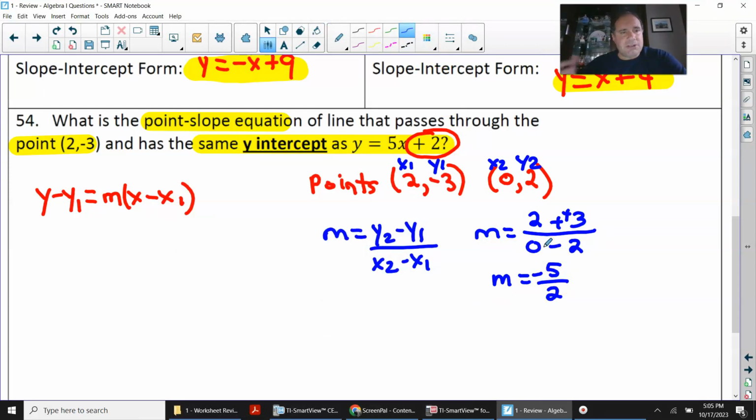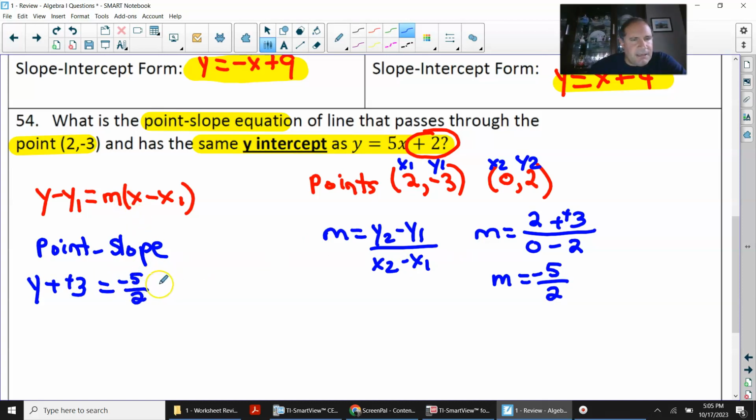All right, so let's go ahead and talk about the point slope equation. I'm going to write it all the way over here. Point slope. You notice that the slope was not 5. So it's y minus, and I put this as my y1, so y plus 3 equals the slope, negative 5 over 2, times x minus x1, which is 2. That is the point slope equation.